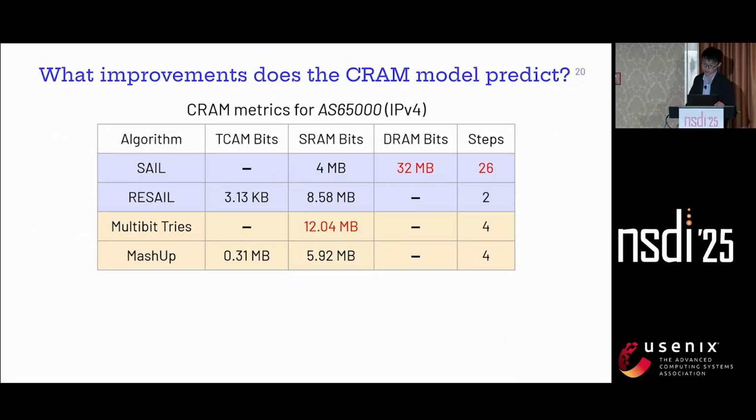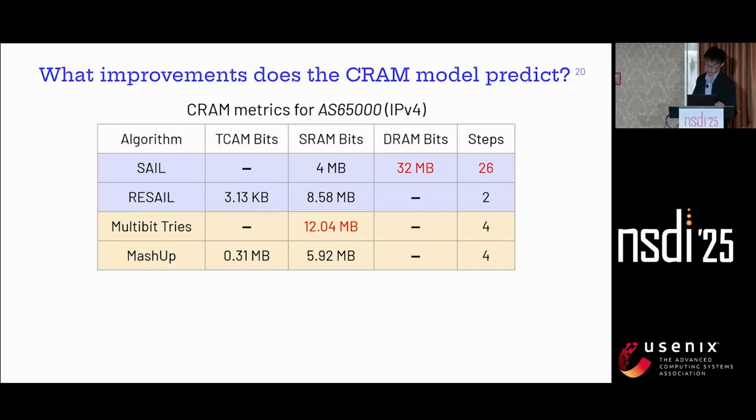So what improvements does the CRAM model actually predict? Comparing SAIL and RESAIL and multi-bit tries and MashUp, we see that RESAIL completely eliminates the need for DRAM. It completely gets rid of that 32 MB, and it does so with a very tiny amount of TCAM, right? It also increases the SRAM by slightly over 2, but it's a huge win by eliminating the 32 megabytes. It also greatly reduces steps from 26 to 2.